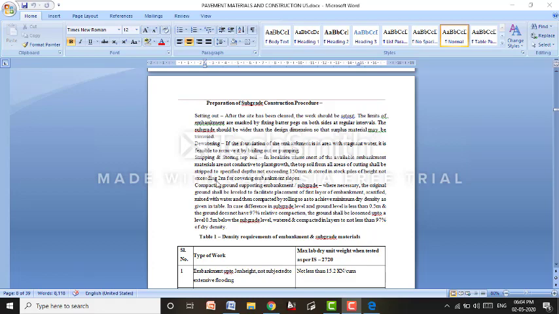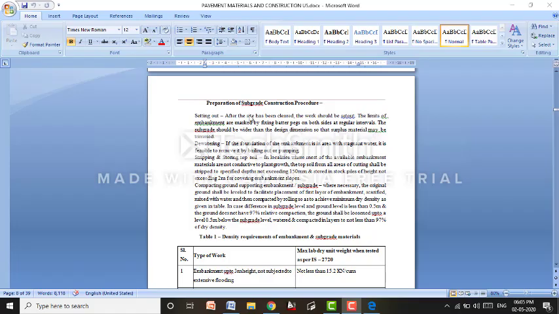Now comes the preparation of subgrade construction procedure. As I told you, once we are ready with the formation level, then we are very much clear what is the exact level of subgrade. Once we are 100% sure about the level of a subgrade, the next step is to set out those points on ground.